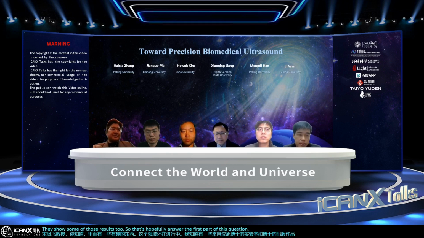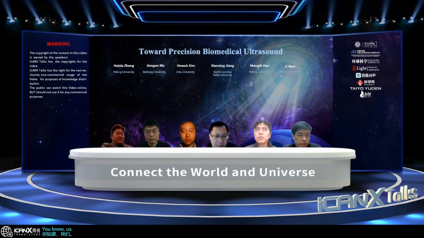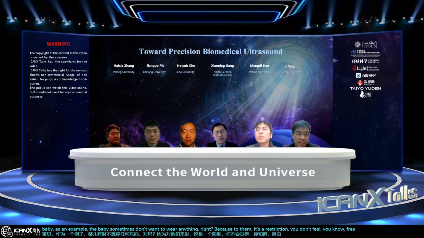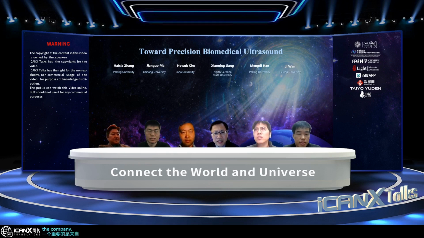The second part is about the interface between the device and the skin. That's always important, because we're looking at continuous monitoring, right? I'll give a baby as an example. The baby sometimes doesn't want to wear anything, because to them it's a restriction. You don't feel free enough. So in these wearables, certainly for some risky populations, you have to sacrifice some part, right? But this interface is very important, because one importance comes from the acoustic coupling.